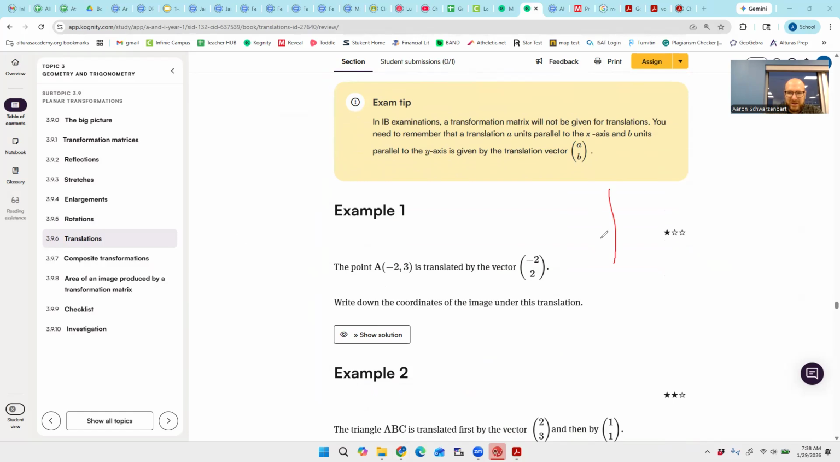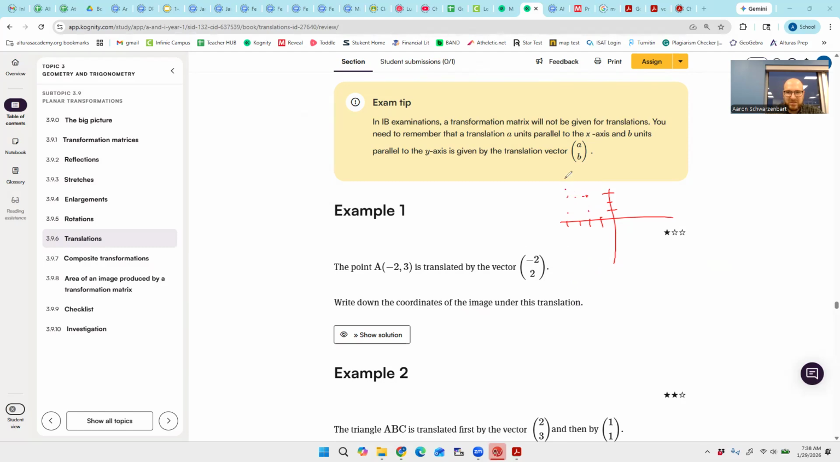So I'm going to put it on the graph, -2, 3, and I'm moving it along that vector. So I just essentially add those. I get the point -4. Wait, that's not the correct vector.